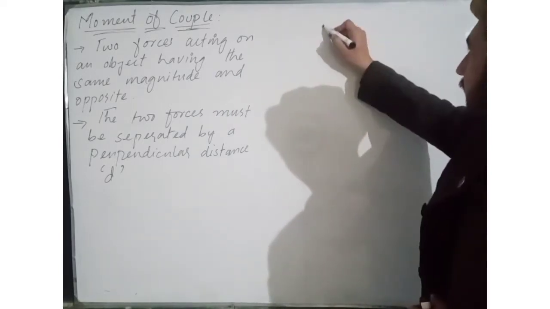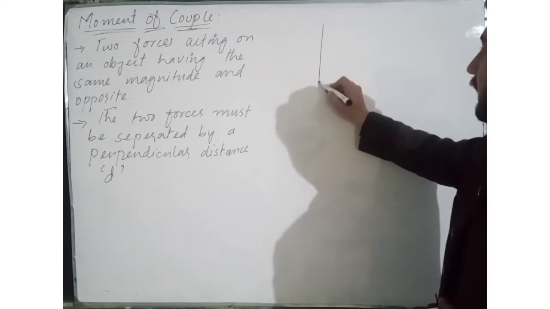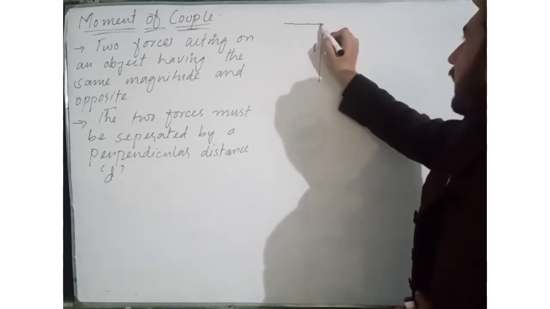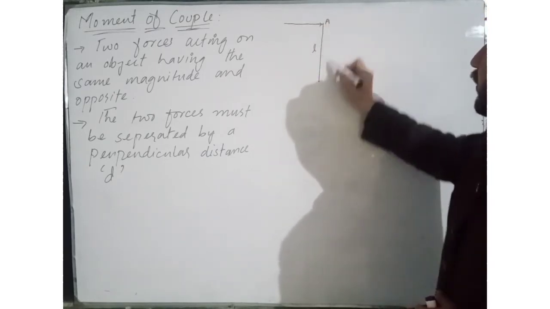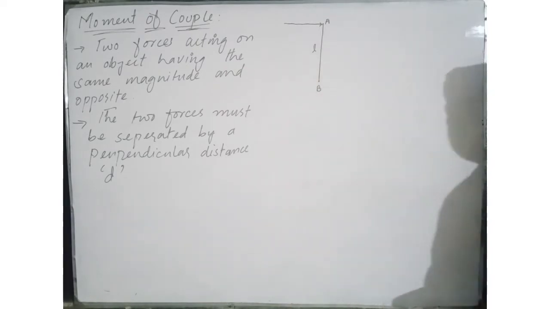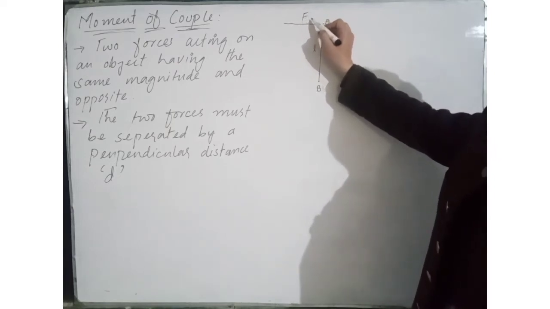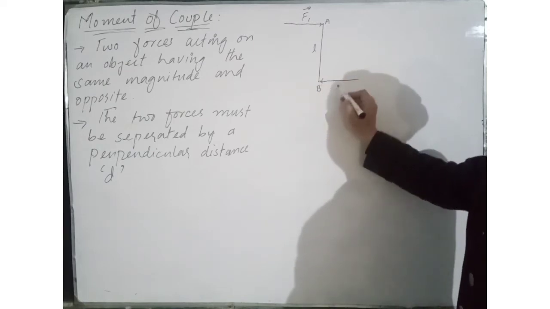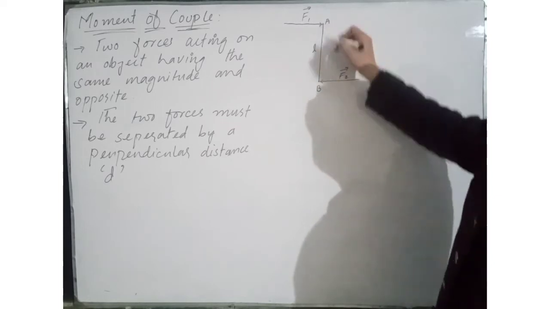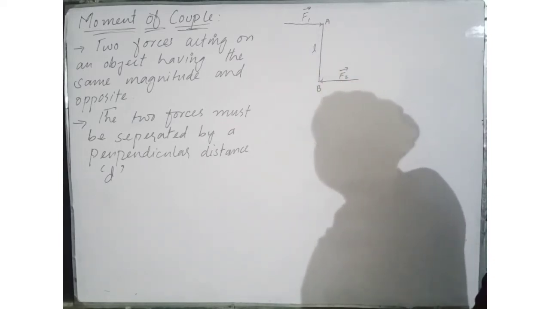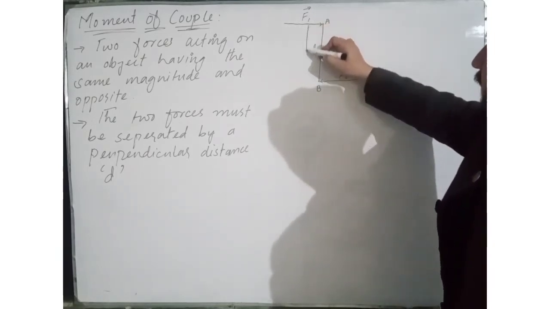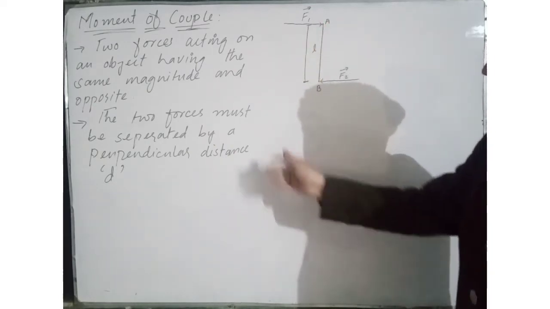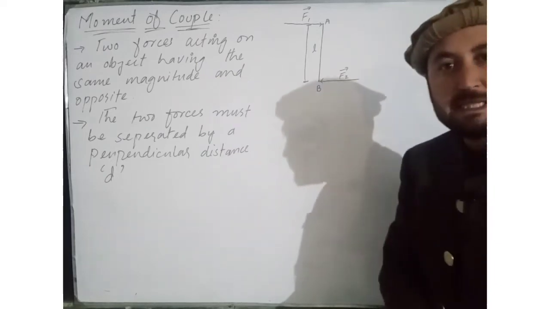So let us take an example. We have a rod of length L. Let's say one end of the rod is point A and the other end is point B. A force F1 is acted at point A and another force F2 is applied at point B. As you can see, both forces act at two different points, and the perpendicular distance between them, in this case L, we can generally call D.